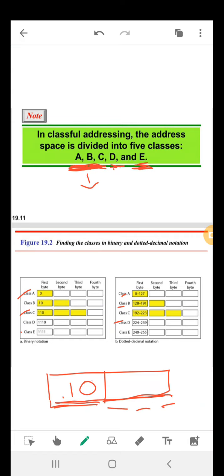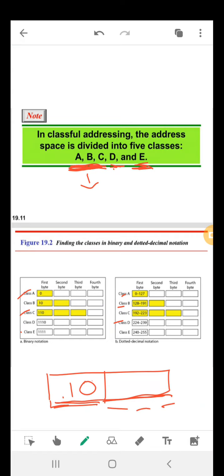Now if we are using a class A IP address, then the first byte will be used for network ID and the remaining 3 bytes will be used for host ID. Similarly, if we use class B, then the first 2 bytes will be used for network ID and the last 2 bytes for host ID. And if we use class C, then the first 3 bytes will be used for network ID and the last byte will be used for host ID.